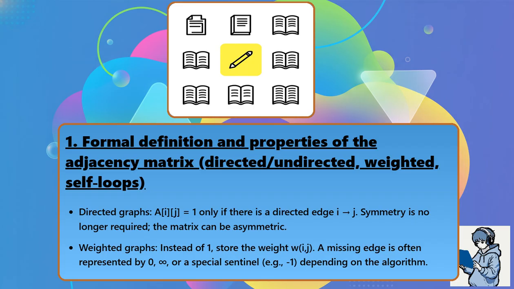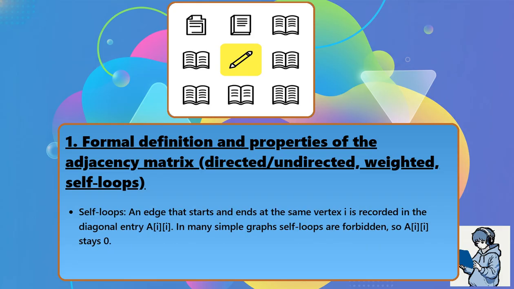Weighted graphs: instead of 1, store the weight w of ij. A missing edge is often represented by 0, infinity, or a special sentinel, for example -1, depending on the algorithm. Self-loops: an edge that starts and ends at the same vertex i is recorded in the diagonal entry a_ii. In many simple graphs, self-loops are forbidden, so a_ii stays 0.